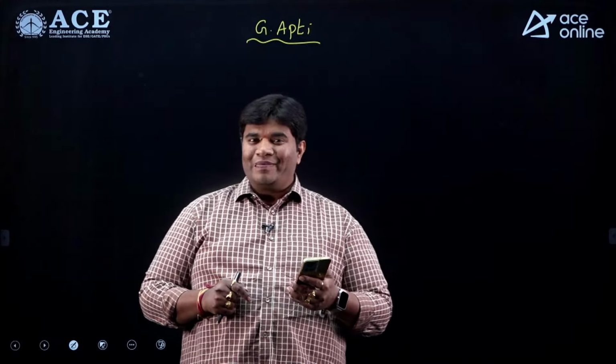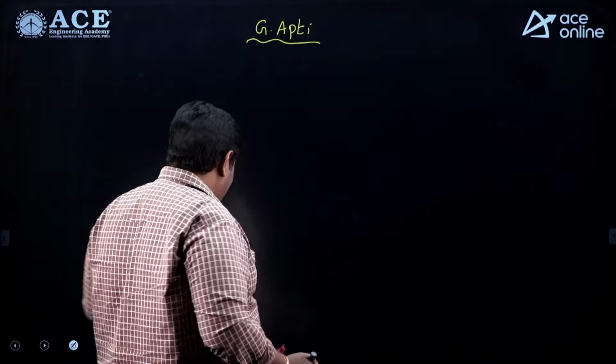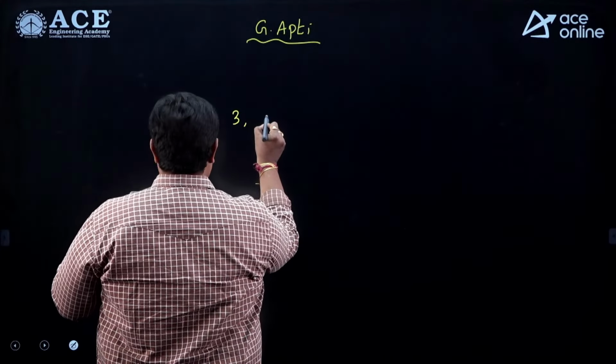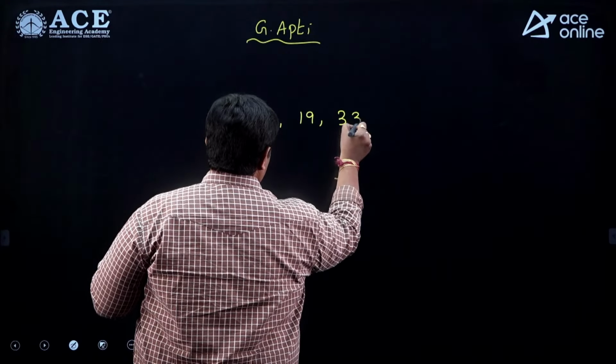Hi friends, last but not least, general aptitude. From the memory based, we reached only 2 questions. One of the questions: 3, 9, 19, 33. What is the next number?